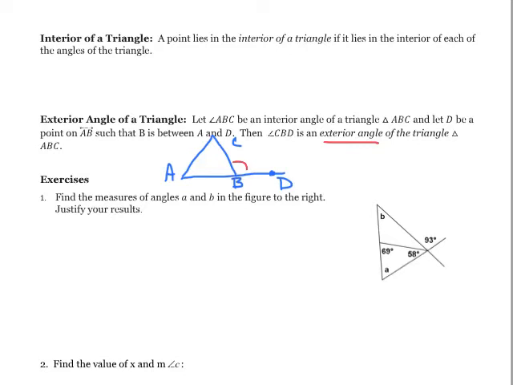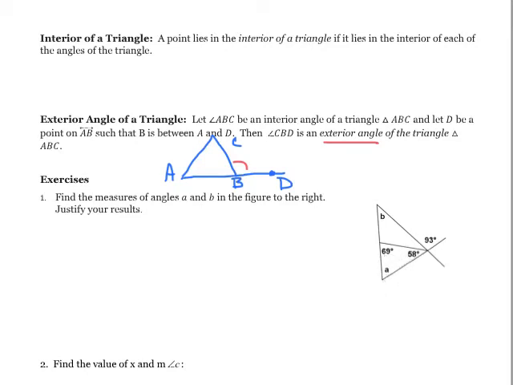So we're going to find some measures using those true statements up above, or on the previous page. We're going to find the measures of angle A and B in the figure to the right. We want to look at the sum of the angles in a triangle and the exterior angle theorem to help us out. If you look at angle A, it is the third angle in this triangle here.